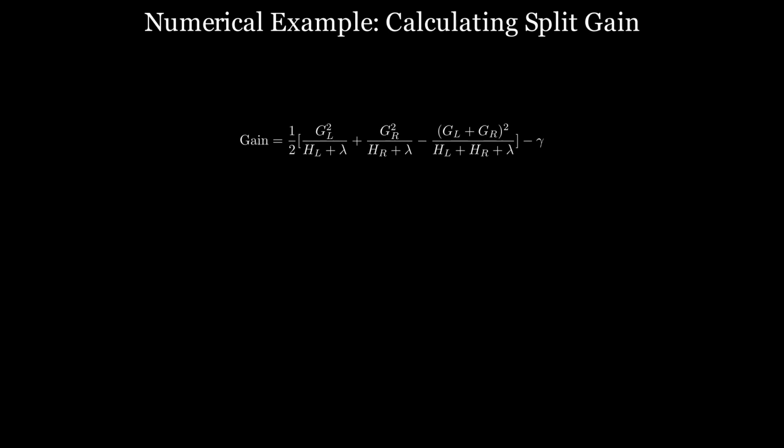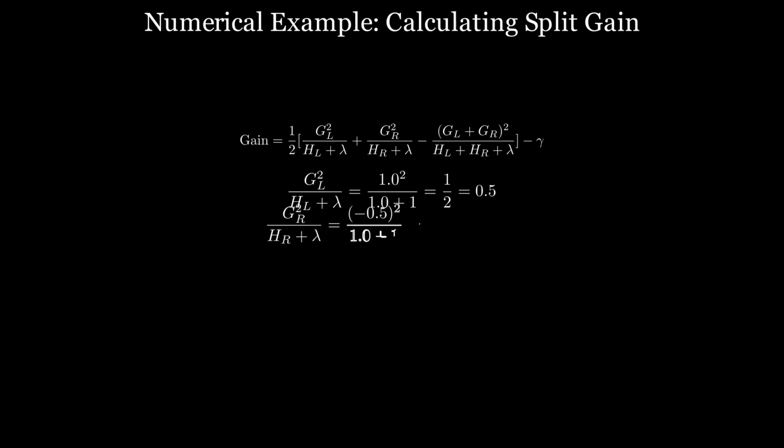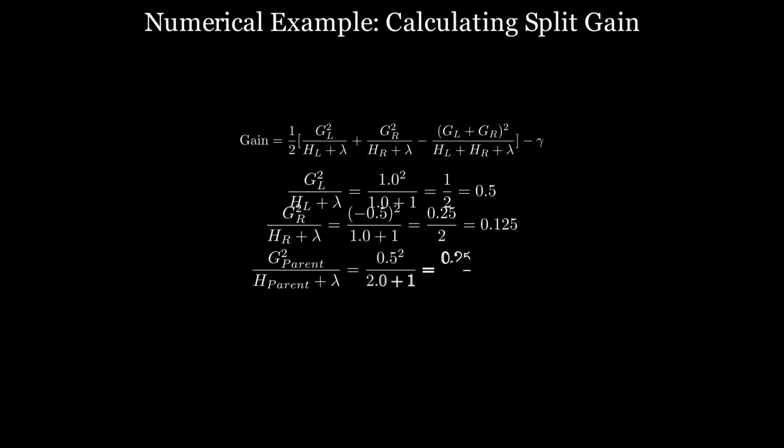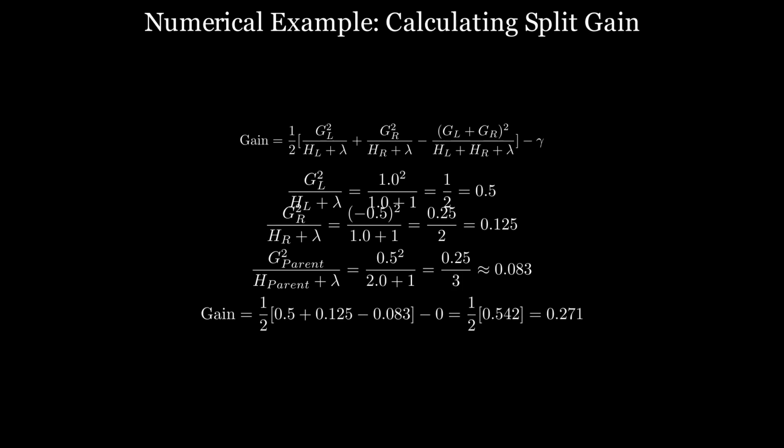Now let's plug these numbers into our gain formula. We calculate the score component for the left leaf, the right leaf, and the parent leaf. Finally, we combine them to get the gain. Remember, gamma is 0. The algorithm would calculate this gain for all possible splits and pick the one with the highest value. If no split has a positive gain, we stop growing the branch, and this node remains a leaf.